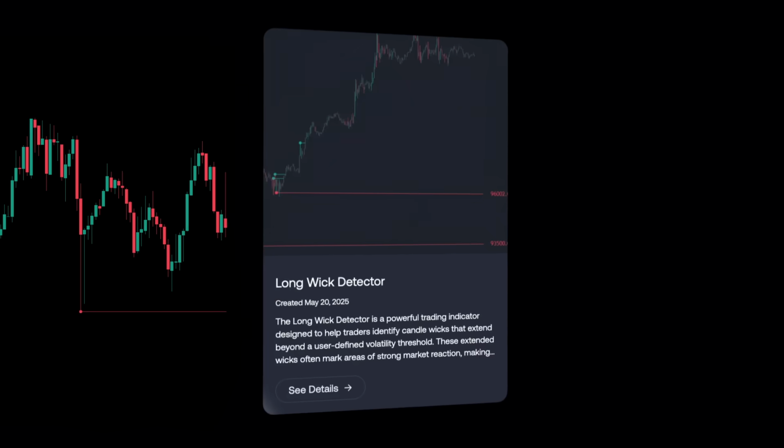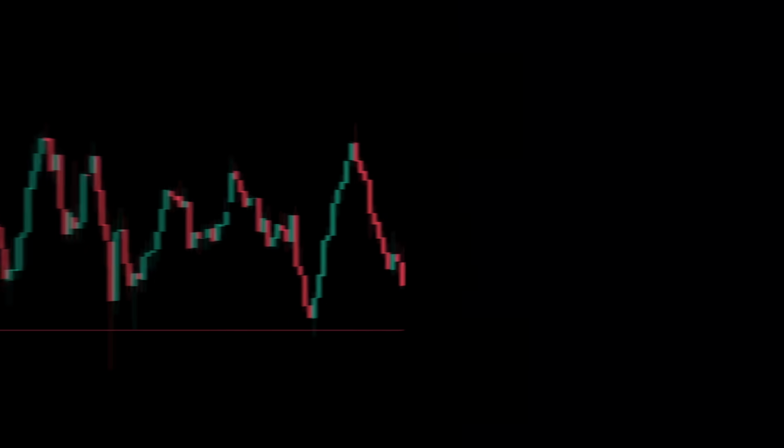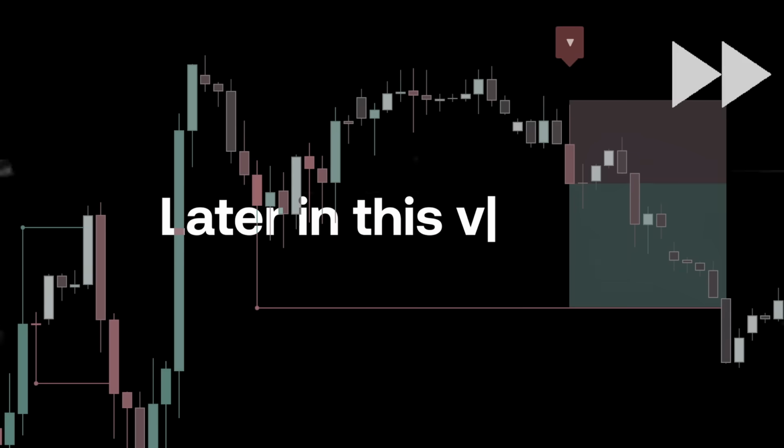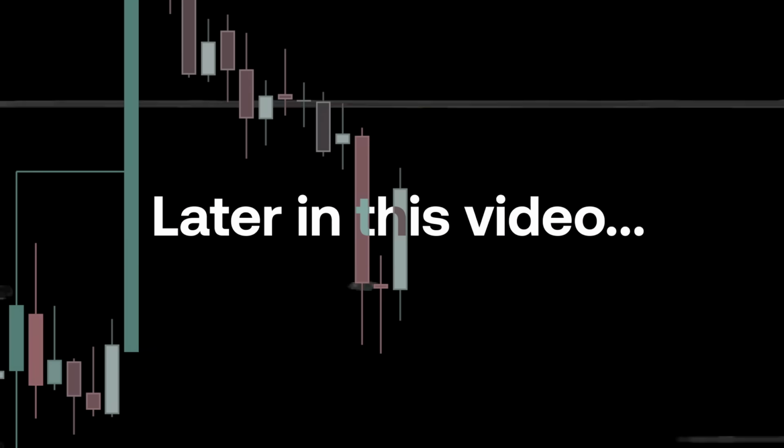That's exactly why we built an indicator that automatically detects these large wicks for you and marks out the key support and resistance zones they create. And we're giving away this indicator for free. So let's dive in, because this might just be the edge your trading strategy has been missing.